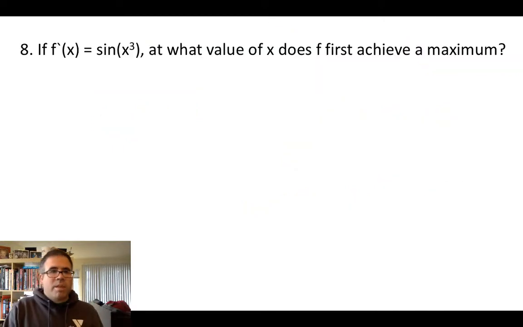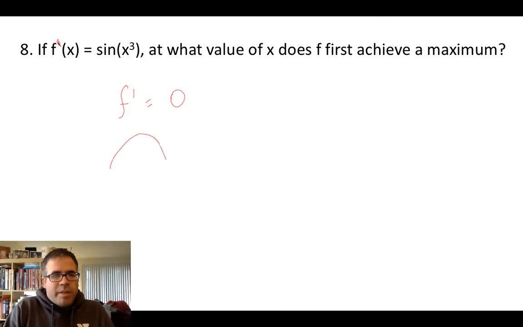Next up, we have another one, some words here. If f prime of x, so notice that they're giving us the derivative, not the actual function, equals sine of x to the third, at what value of x does f first achieve a maximum? Okay, so we don't really know, and we could answer this if I had just given you f, but I give you f prime, so it's a little bit different. If it's a maximum, the derivative should be equal to 0, and it should go from positive to negative, right? So here's the maximum, here f prime is positive, here f prime is negative.